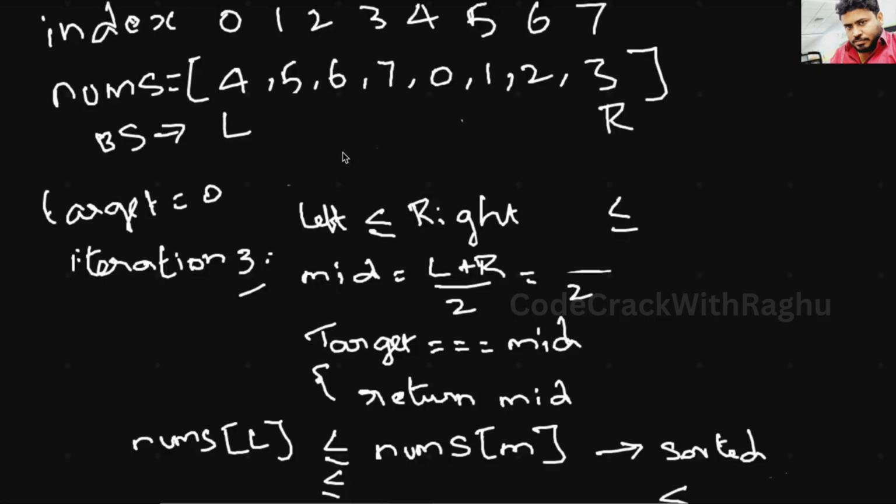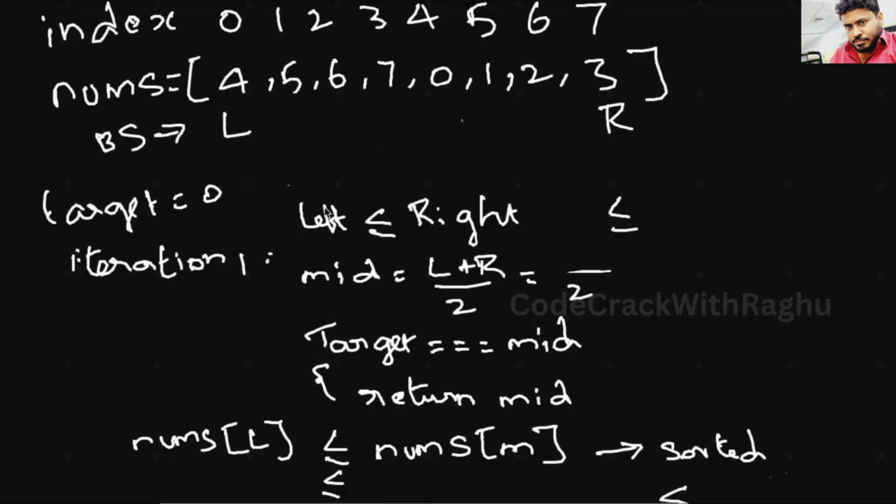I have written the iterations below, so we are going to check what the iteration is and how it goes. This is our first iteration, and we check whether left is less than or equal to right. If this is satisfied, what is the value of left? 0.